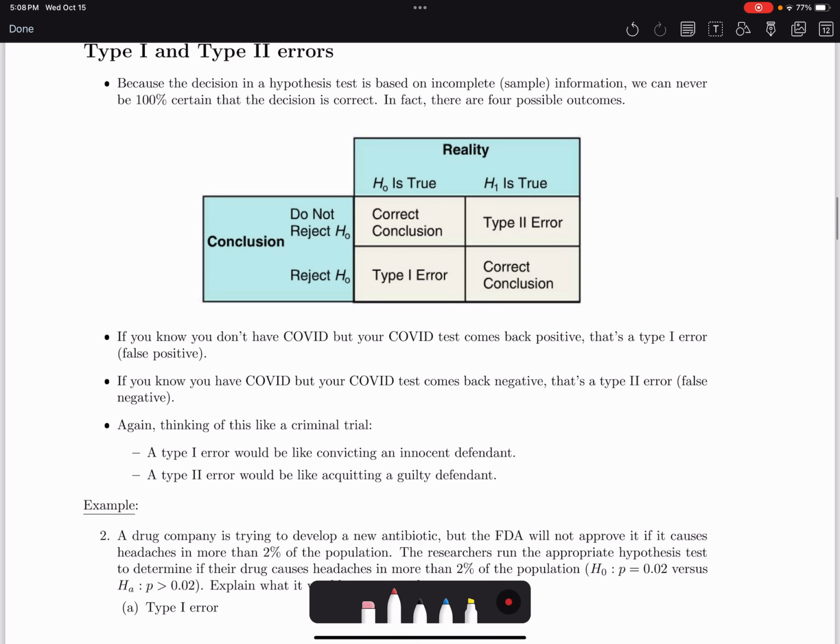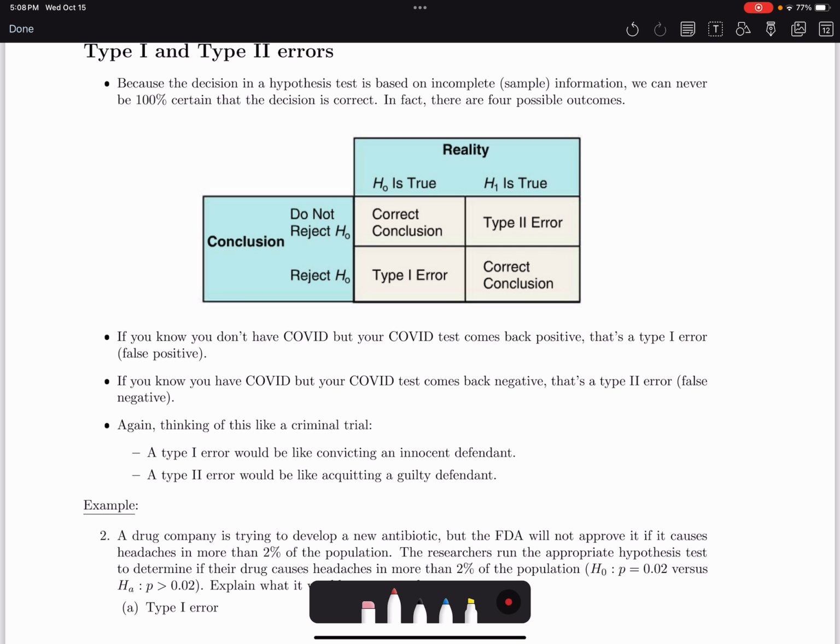So with that, now let's talk about type 1 and type 2 errors, okay? When we're running hypothesis testing, the reason that we're doing that is because we're trying to figure out what reality actually is. But we'll never fully know what reality actually is, right? And not only that, but our hypothesis test is based on sample information, so it's based on incomplete information. So we can never be 100% certain that the conclusions we're arriving at are the correct conclusions to arrive at.